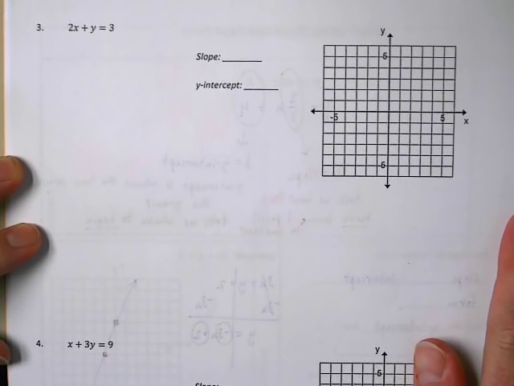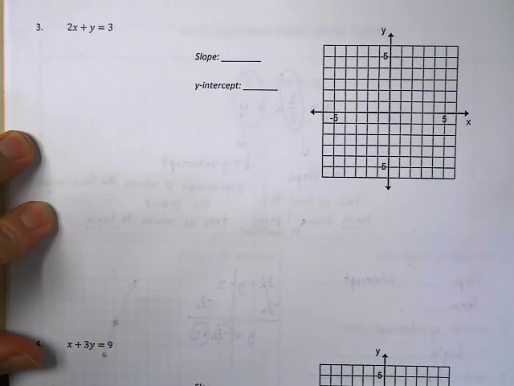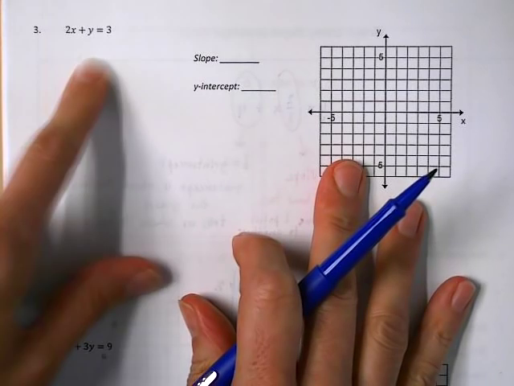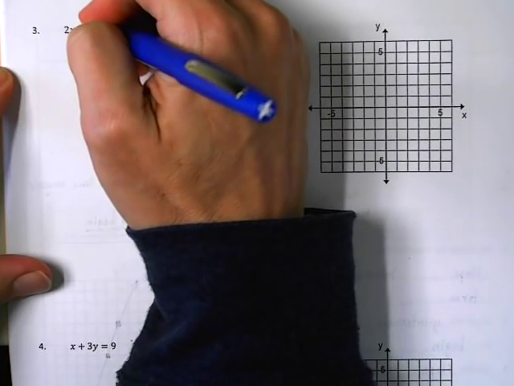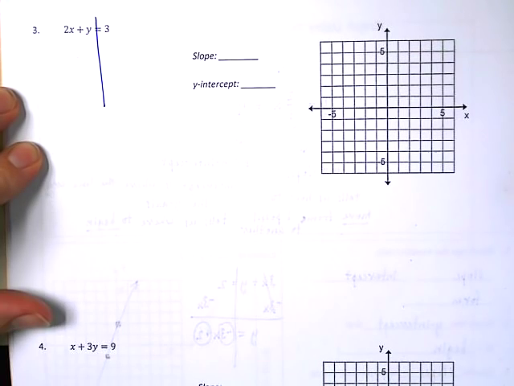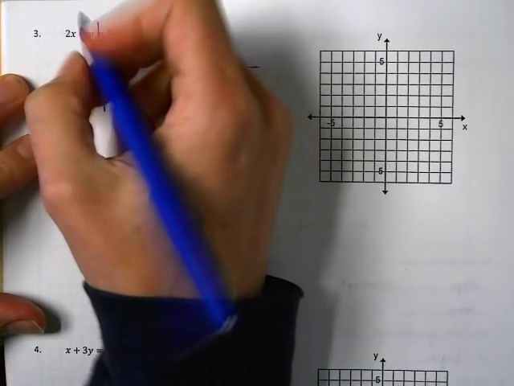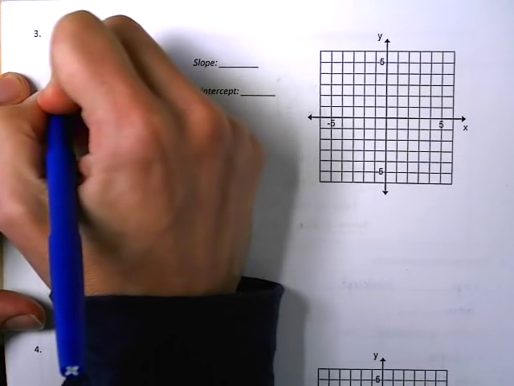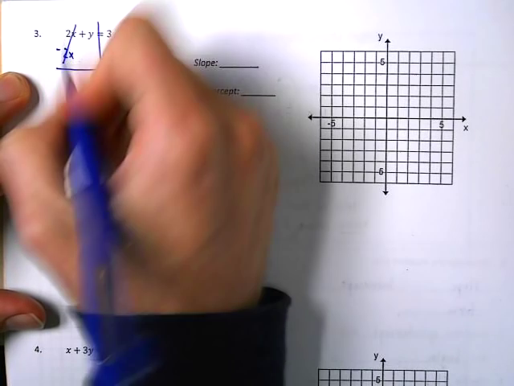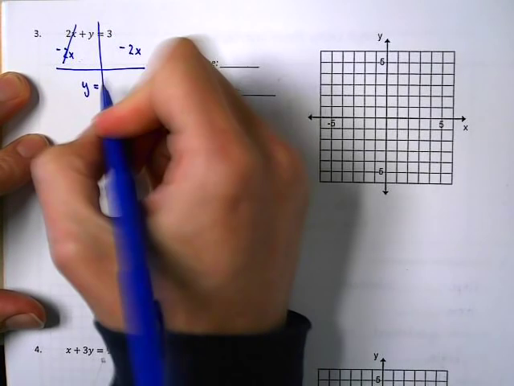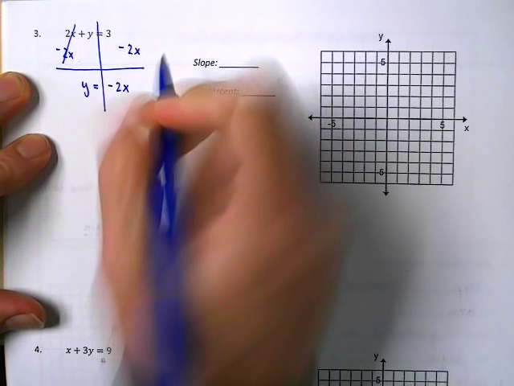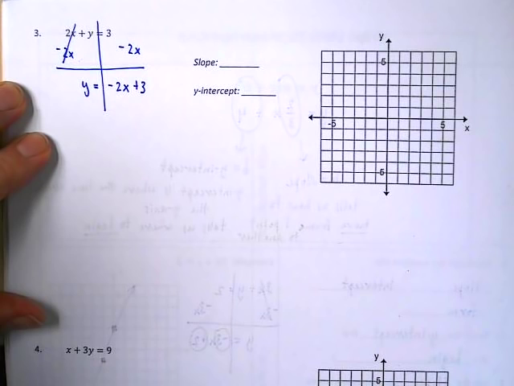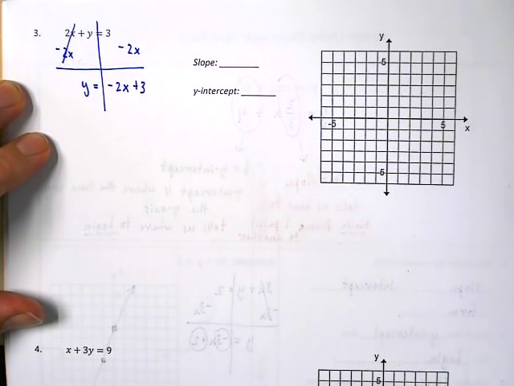All right, so remember, my goal again is to graph the linear equation using slope-intercept form. So the first thing I notice here is that my equation is not yet in slope-intercept form. I need to get y by itself. To do that here, I'm going to subtract 2x from both sides. When I do that, I get y equals -2x, and since this is 3, I have a +3. And now I have my slope-intercept form.